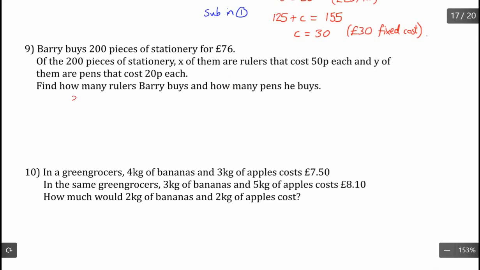So we know that the number of rulers plus the number of pens is equal to 200, because we've got 200 bits of stationery. So that is actually our first equation.